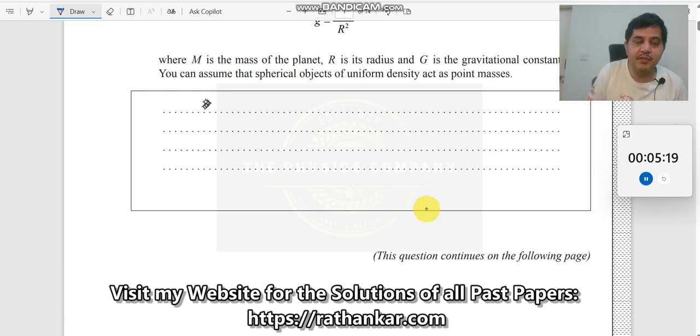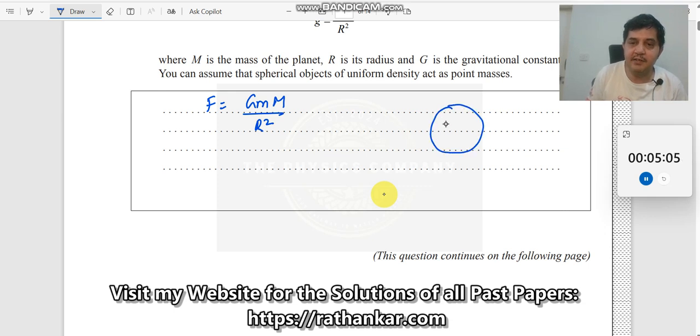So what you need to do is say that the force between any two objects is given by G m into capital M divided by r square. When is it so? Consider a spherical planet and consider an object of mass m. Okay, and the radius of the planet is r and the mass of this planet is M. Then the force that attracts this mass towards it is a gravitational force, which is given by G m capital M divided by r square.